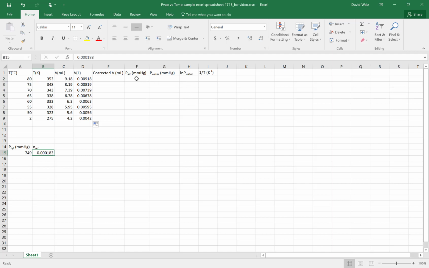So just to keep everything in mmHg, I'm going to switch R. Instead of 0.0821, I'm going to use 62.4. So it's N air times R times T, each one of these T's actually, and the volume at that temperature divided by the volume at that temperature.